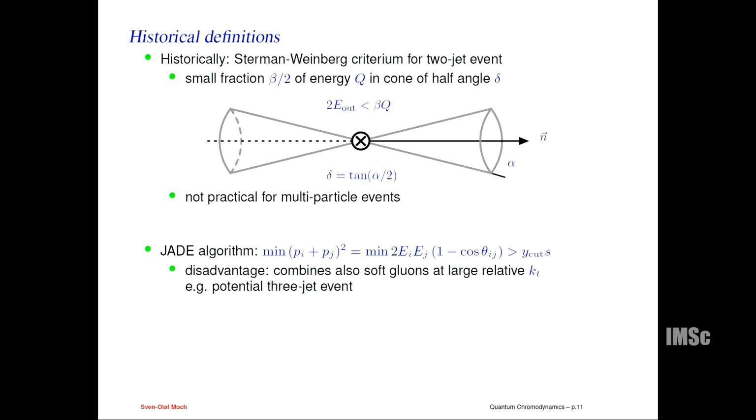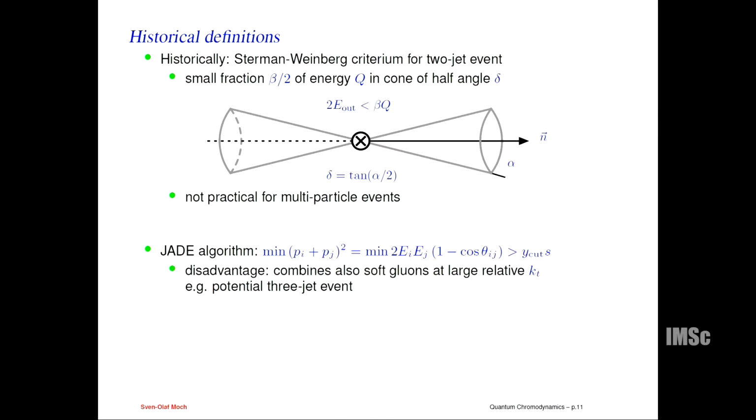So you're basically asking a question. Okay, I have a center of mass energy of a collision, and then in the end, I look at two small cones in my detector back to back. And then I would like to see particles with a small energy fraction in cones with that opening angle. So this is the definition they came up with.